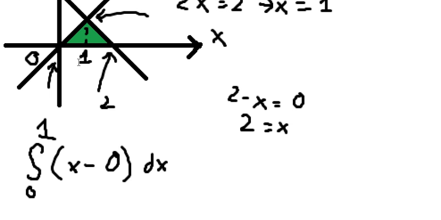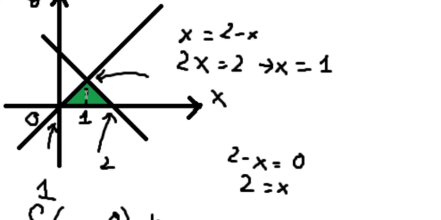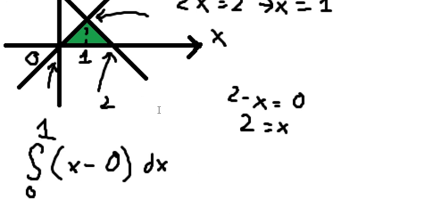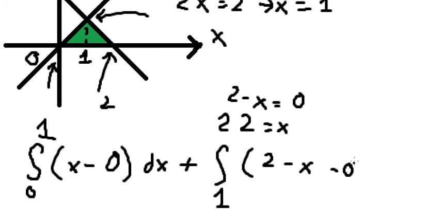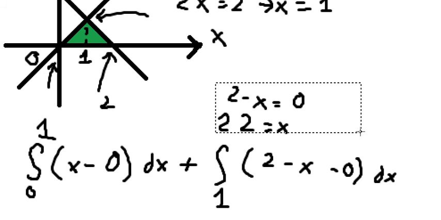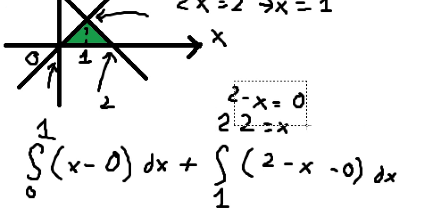Next, from number 1 to number 2, this is 2 minus s. So we will have the integral from number 1 to number 2. And we have 2 minus s minus 0 ds. Now we can calculate this one in here.